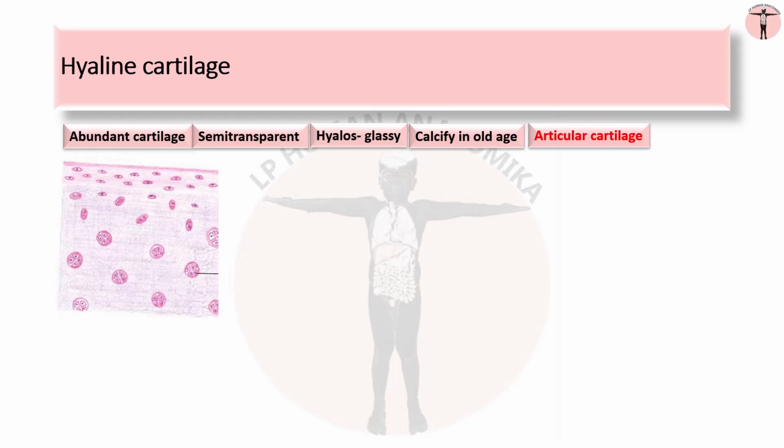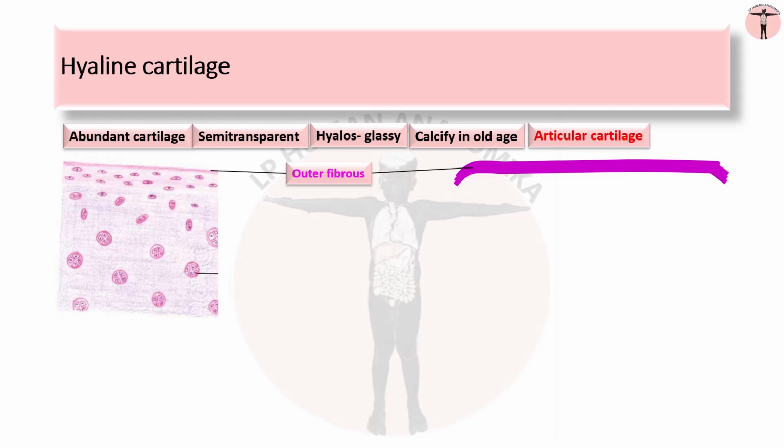When we look at the structure, hyaline cartilage is covered completely by perichondrium. Perichondrium has an outer fibrous layer formed by collagen type 1 fibers along with fibroblasts, and an inner chondrogenic layer with fibroblasts and chondroblasts. Perichondrium is absent in articular cartilage. Articular cartilage is similar to the rest of hyaline cartilage without perichondrium.